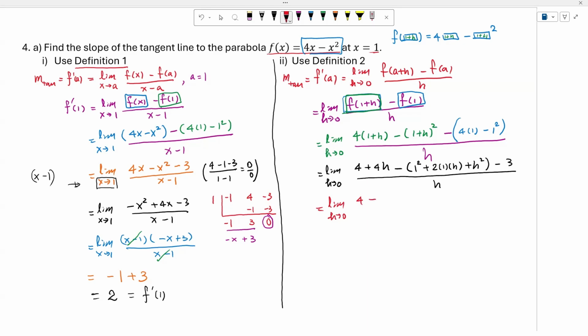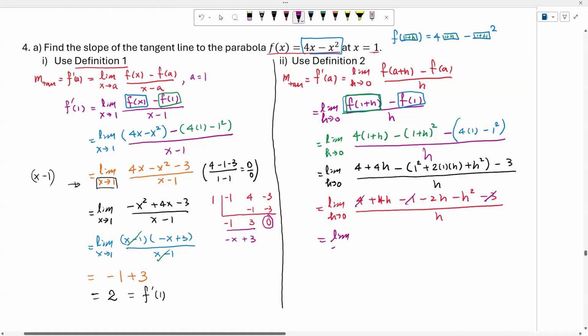So I will have 4 plus 4h minus 1 minus 2h minus h squared minus 3. So 4 minus 1 minus 3 equal to 0. Then I have 4h minus 2h is 2h. And minus h squared.